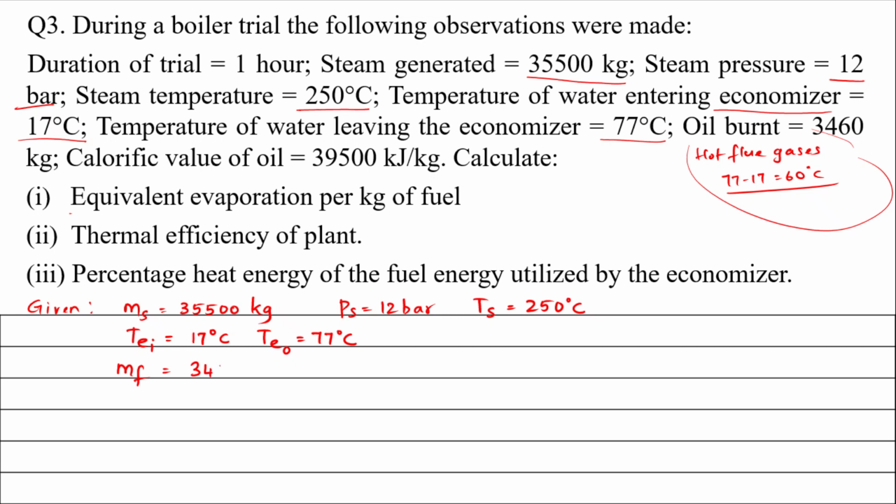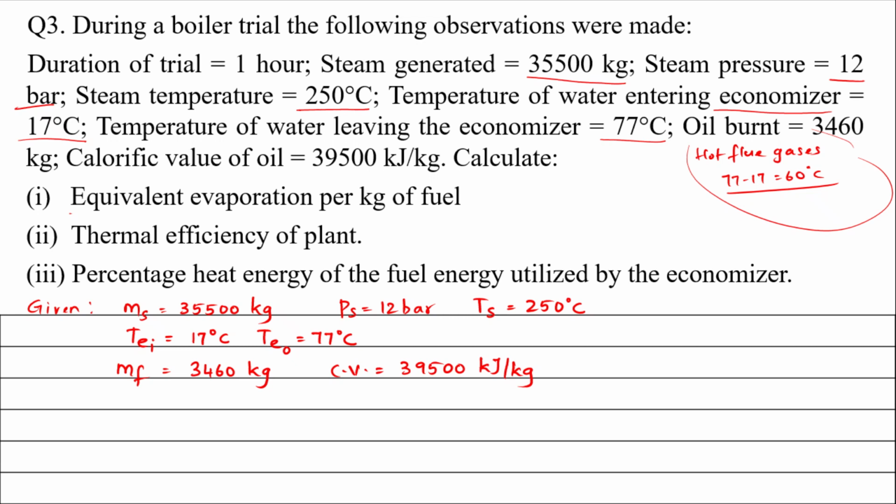Okay, so the mass of fuel is 3460 kg, and the calorific value of the fuel is 39,500 kilojoule per kilogram. So my given data is here. Firstly, I am not told anything about the condition of steam here. I am just given the steam pressure and the steam temperature.